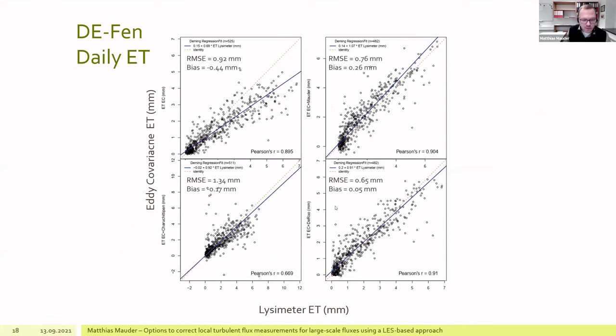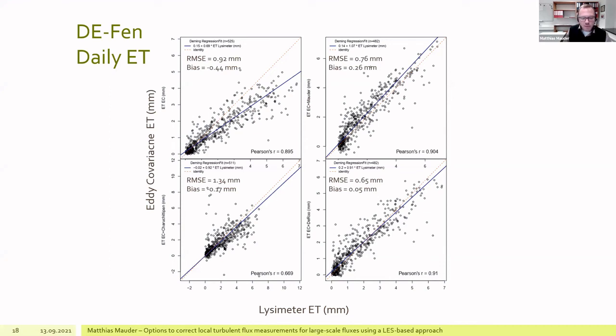And now we come to the comparison with the lysimeter for this site. For the forest, we didn't have a lysimeter, obviously. We compared this new method, here in the bottom right, with three other methods. The first one, here in the top left corner, doesn't apply any correction because it attributes the entire residual to the sensible heat flux. This is a Bowen ratio preserving method, which slightly overestimates the ET after applying the correction.